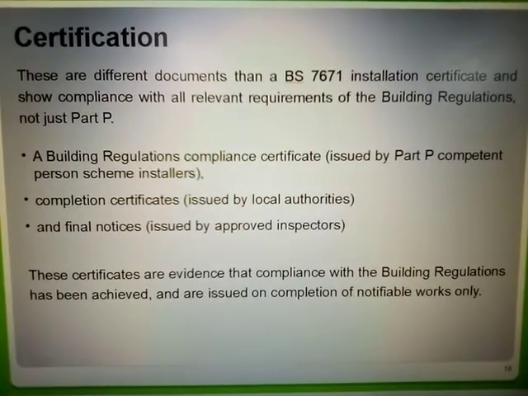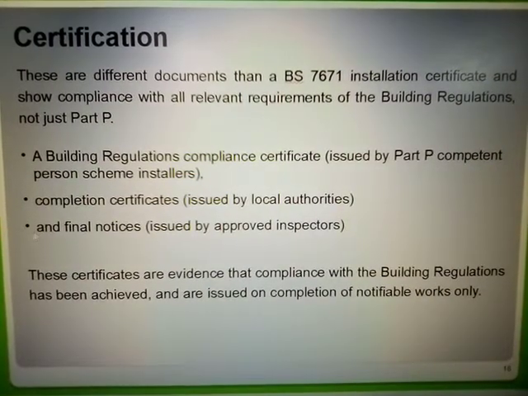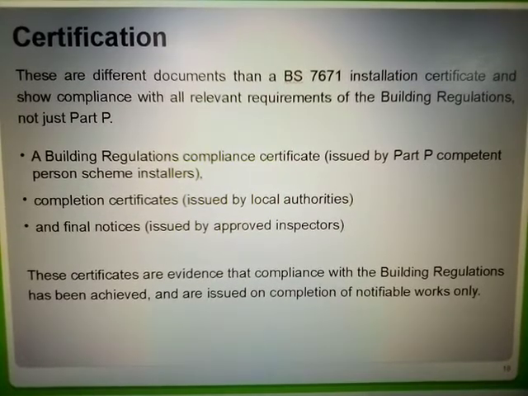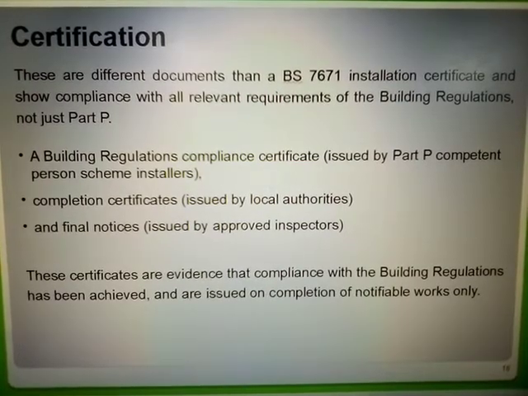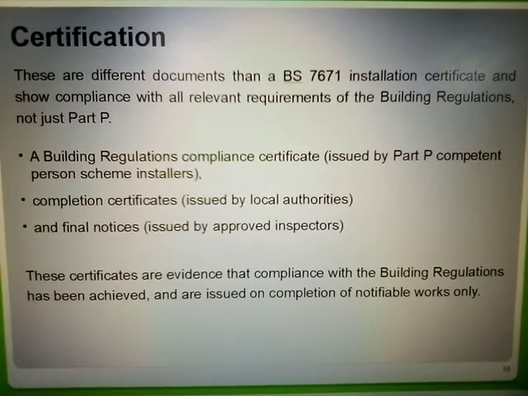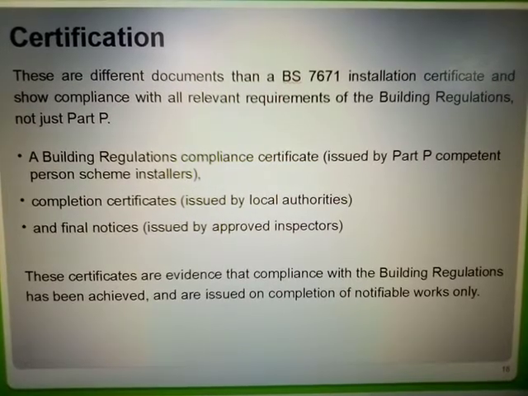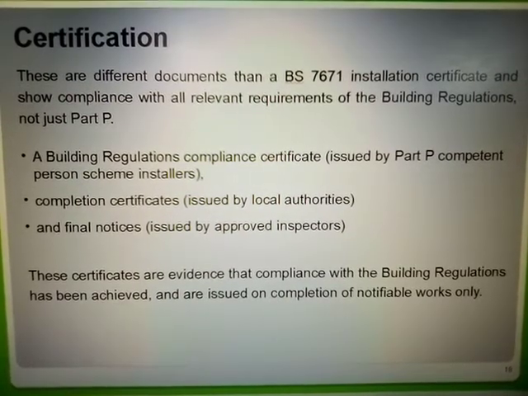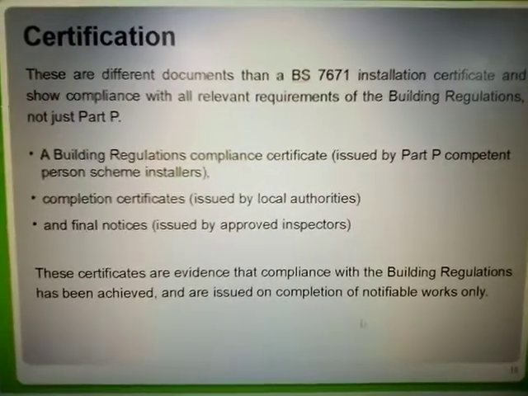Certification dates are different documents than a BS 7671 installation certificate and show compliance with all relevant requirements of the building regulations, not just Part P. Okay, building regulation compliance certificate, completion certificate, and final notices issued by approved inspectors. These certificates are evidence that compliance with the building regulations has been achieved and are issued on completion of notifiable works only. Sorry about that.